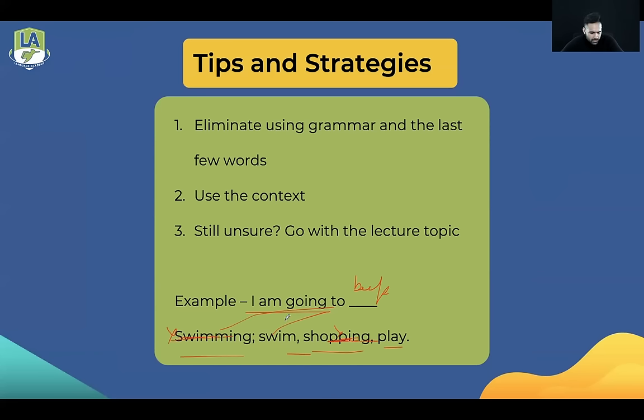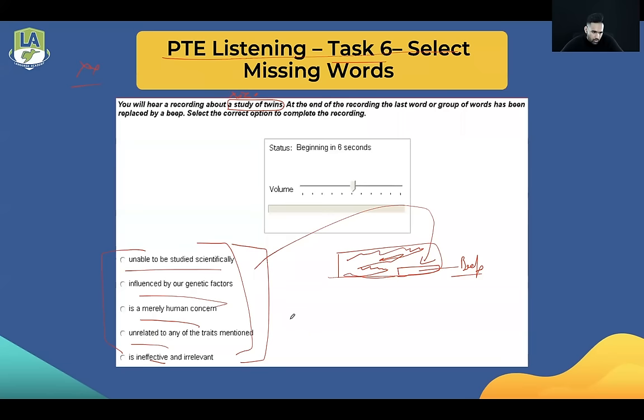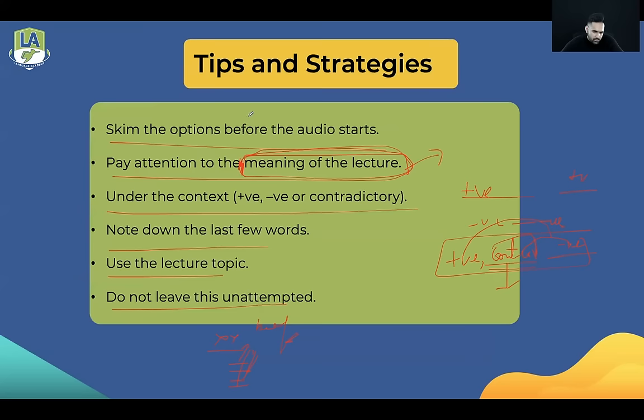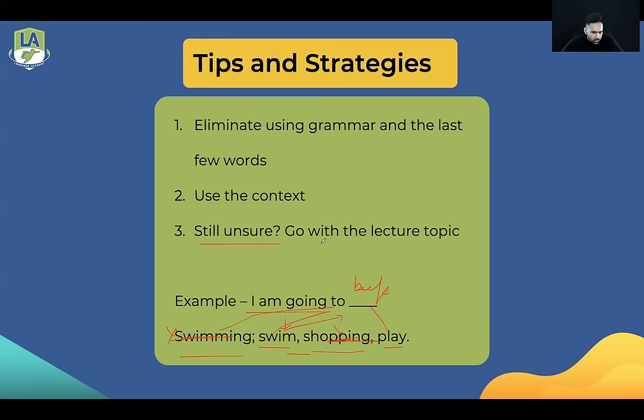Then what you need to do is understand the context. If your context was about playing, this is the right answer. If your context was about swimming, this is the right answer. But you're not really sure if it was swimming or playing. What you can do is go over here. You have the main topic here. Out of the 2 options, whichever option is concerned with this particular topic, if it says swimming here, you just select swim. So if you're not really sure, go with the lecture topic. Out of play and swim, whichever word is related to the lecture topic, select that one. That's the last resort.